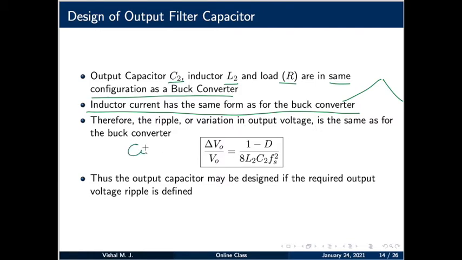So, for a Cuk converter as well as for a buck converter, the output voltage ripple is given by the formula (1 minus D) by 8 L2 C2 F square. In the buck converter it was only L and C because there was a single inductor and a single capacitor, but here it is L2 and C2, the second inductor and the second capacitor, and F square, the switching frequency squared. Numerically, this is the expression for the output voltage ripple; multiplied by 100 you will get the percentage.